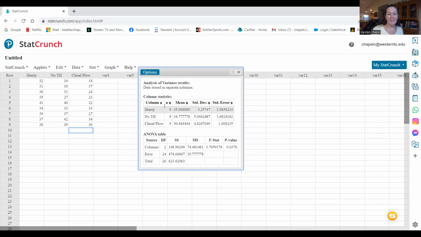What it gives us is how many we have in each. I have 9 different pieces in each one. There is the mean of each one, so we do have different means. Notice this one is a little smaller than the others, but we don't know if it's statistically smaller. And that's what this whole test is about.